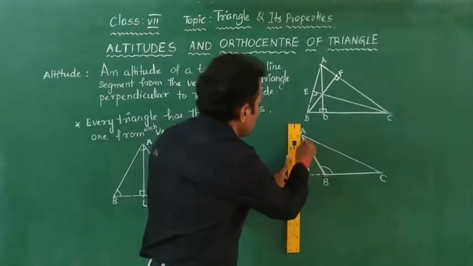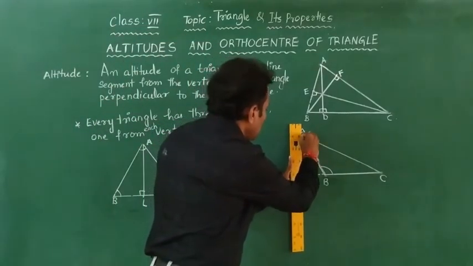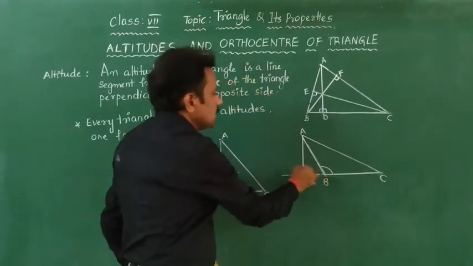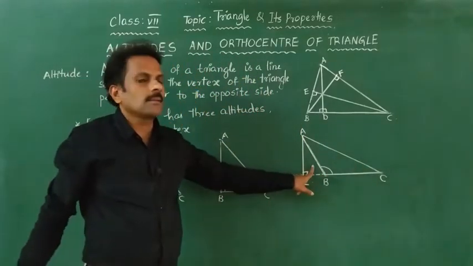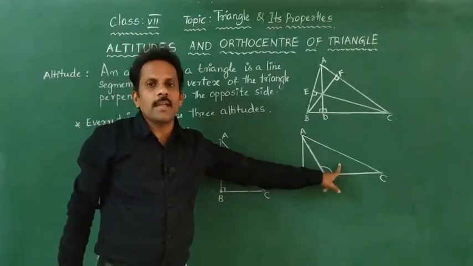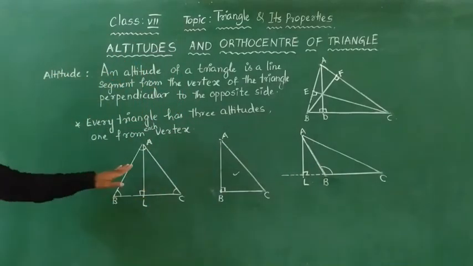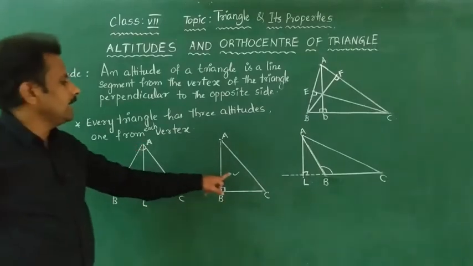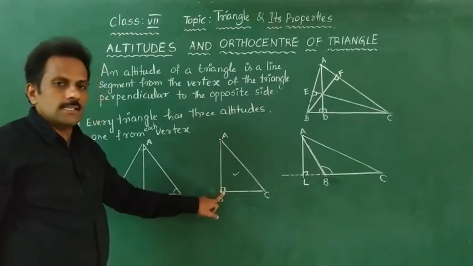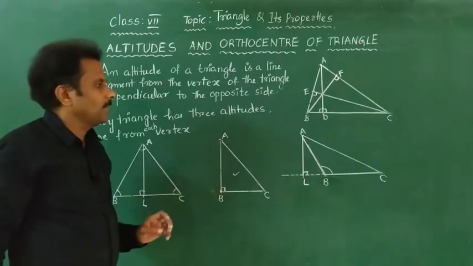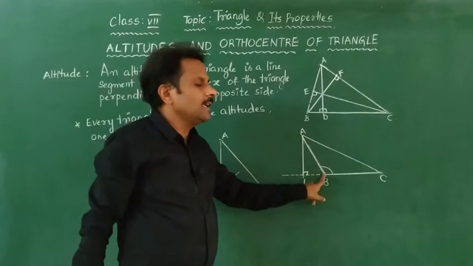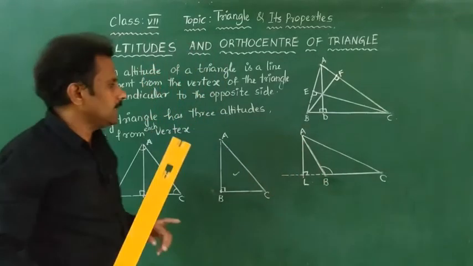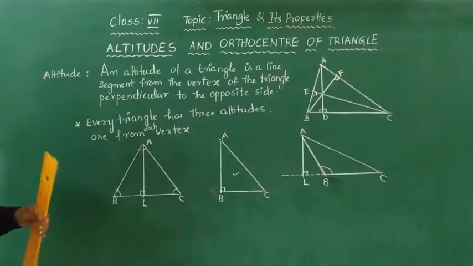So this is nothing but the altitude of BC. Now where is the altitude of BC? It is exterior, because this is an obtuse angled triangle. For an acute angle triangle, the altitude AL is interior. For a right angle triangle, the altitude of the base is the perpendicular itself. Whereas for an obtuse angle triangle, the altitude of the base is exterior. So these three things you have to keep in mind.